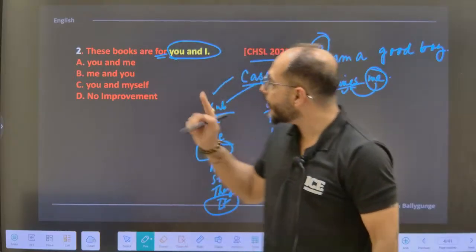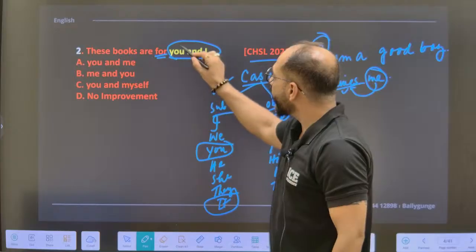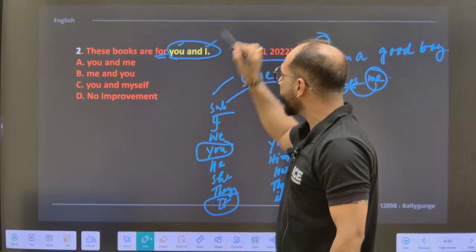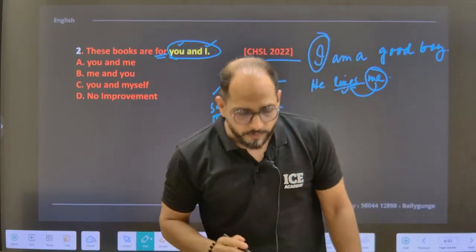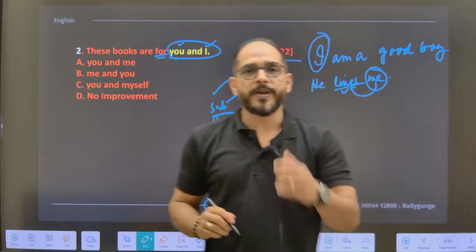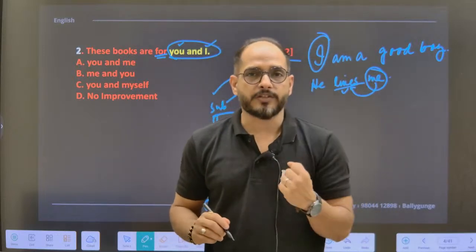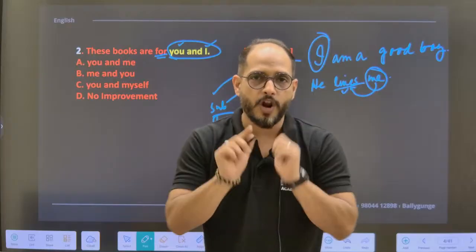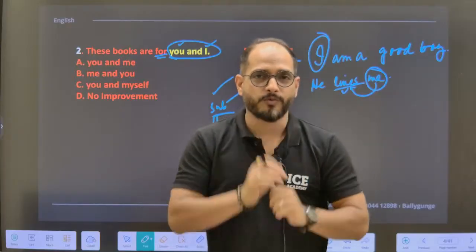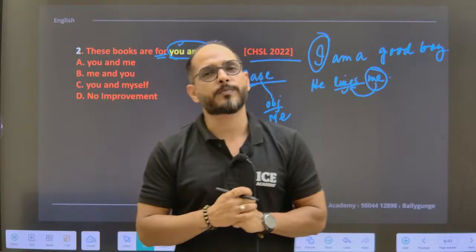Clear? So in this sentence, after "for," there are two pronouns, "you" and "I." Now tell me, if a preposition needs an object, and you are providing a pronoun, you are feeding a pronoun, what will be the case of that pronoun?